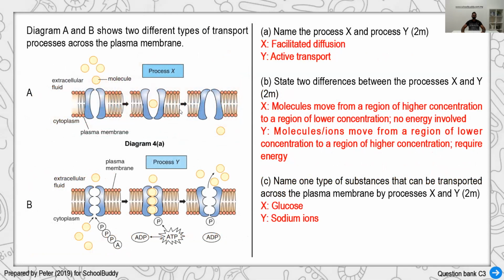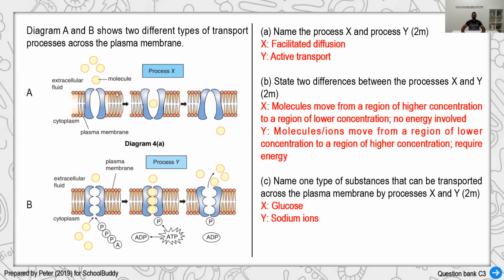This is a question on two different types of transport. We have A here and we have B here, process X and process Y. First we need to analyze the diagram given here. There are some clues so that we know what process this is. This is extracellular, and this is the inside, the intracellular. Similar for B also.